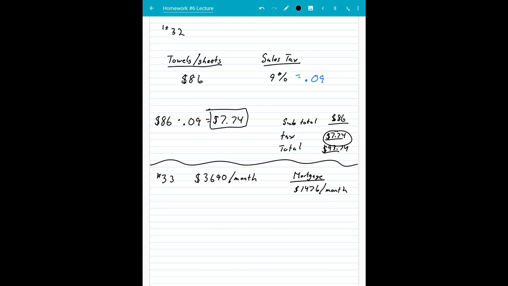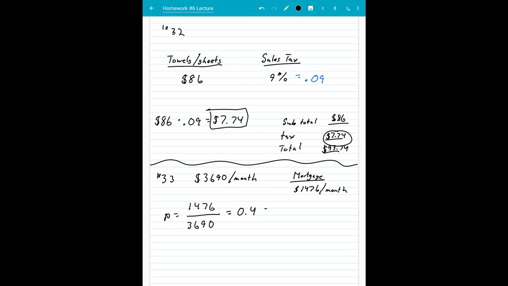I think we did something like this in the last section, I think it was the DTI index. It says like what percentage you should be spending on your rent. No higher than that. There's like a set percentage. So here we're going to see if they're above that percentage or not. So what percentage is their mortgage of their total? So it's going to be P equals the part, which is the $1,476 of the total, $3,690. So 1,476 divided by 3,690 ends up making 0.4.